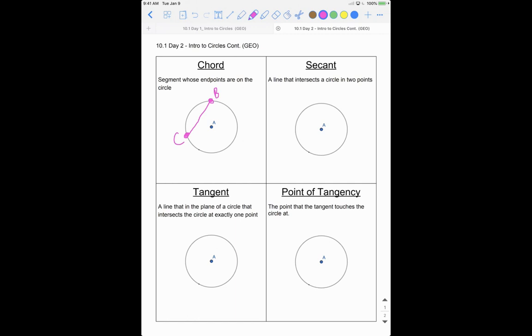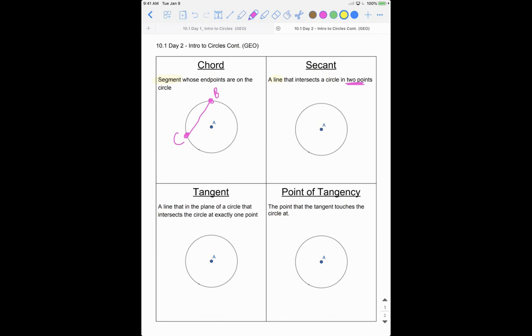Okay, so our next one is a secant, right? And so the difference between a secant and a chord is this important part. So a chord is a segment and a secant is a line, right? So a segment has endpoints. A line does not have endpoints. So it's important here that our line intersects at 2 points, right? So it intersects our circle at 2 points and it's some kind of line.